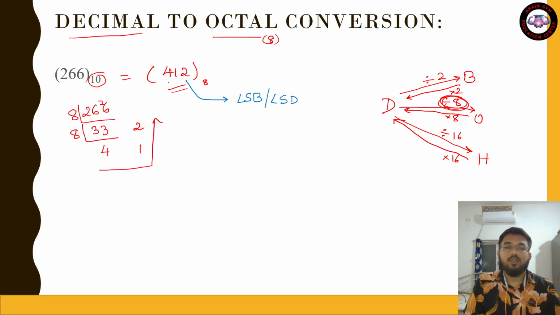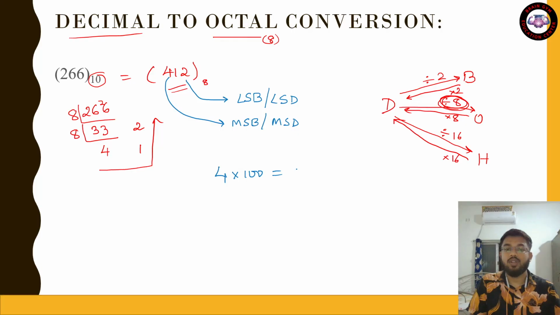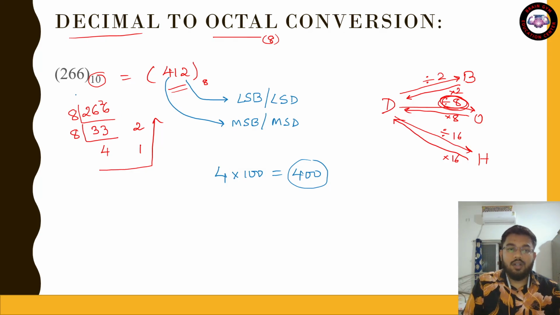Now this 4 is the most significant bit, or most significant digit. The digit whose positional value is the highest is the most significant bit. 4 is in the hundreds place, so it is not 4, it's actually 4 into 100, which is 400. That's why 4 is called the most significant bit. So 266 converts to 412.